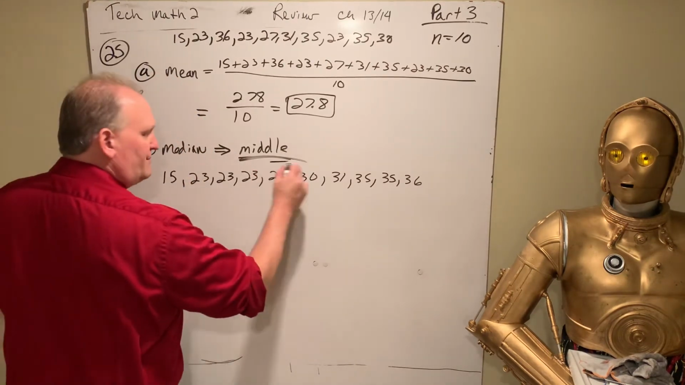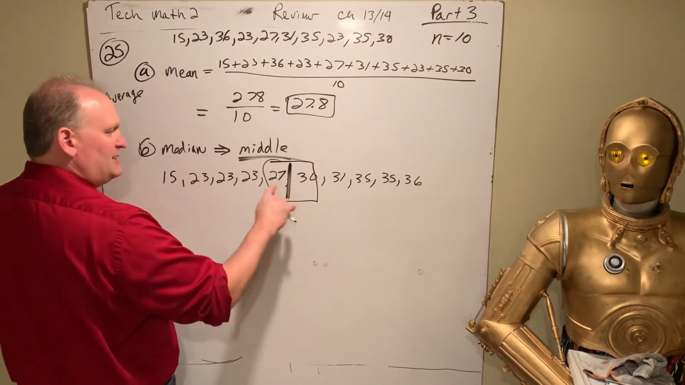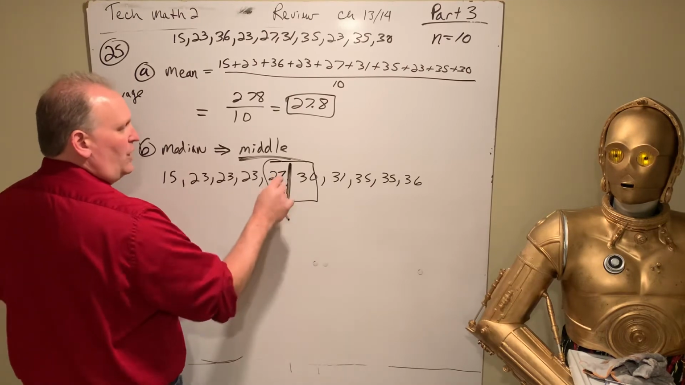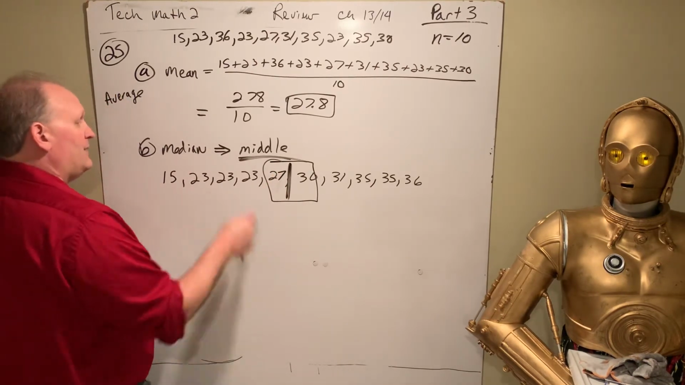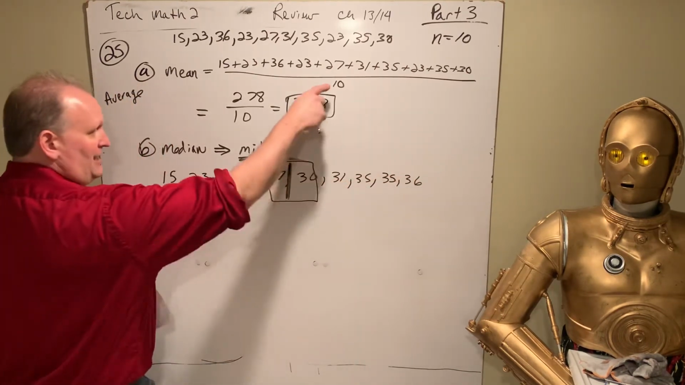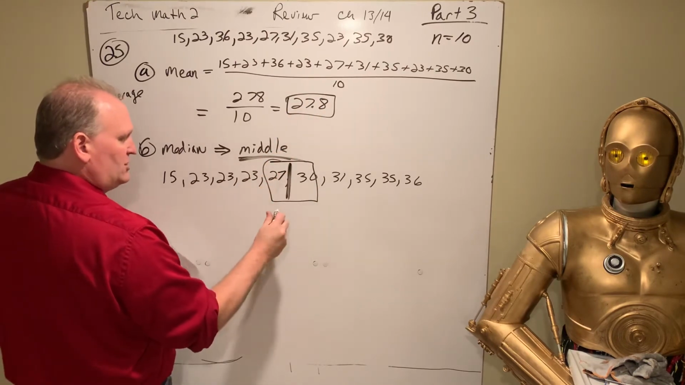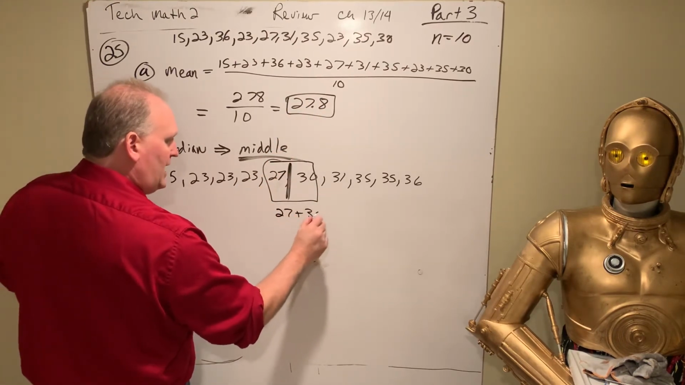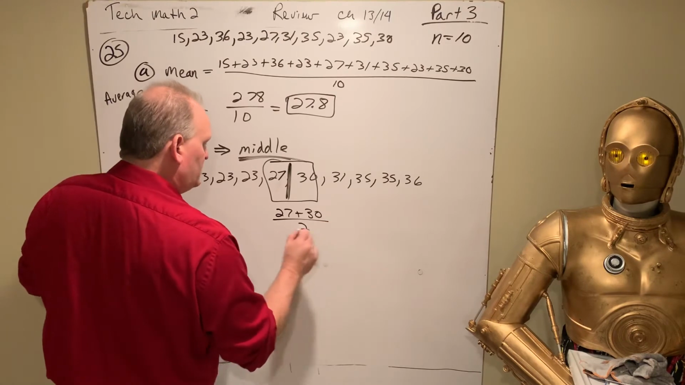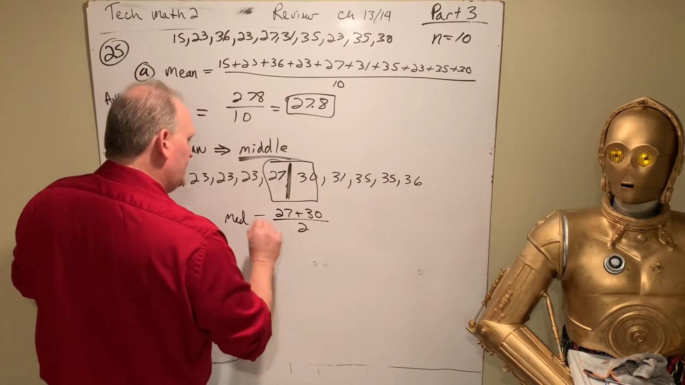So the median happens actually when there's an odd set of data, there's one number that's exactly in the middle. When there's an even set of data, like n equals 10, you have to average the two middle numbers. So add those together and divide by 2 to find the median.